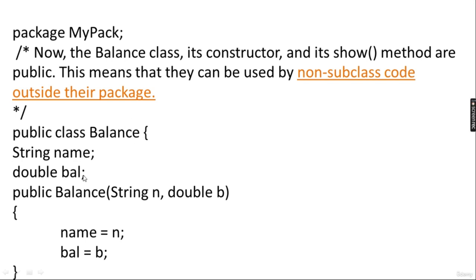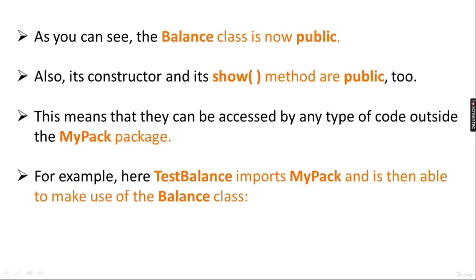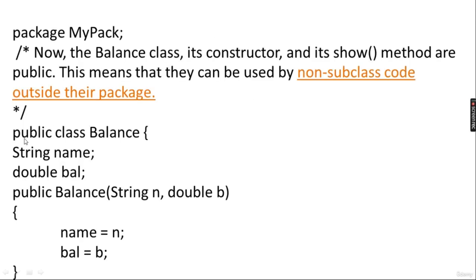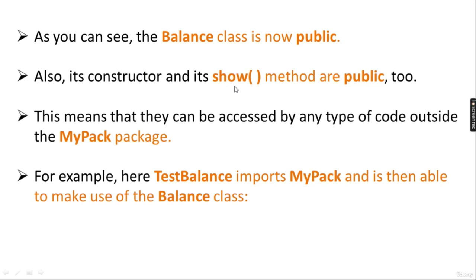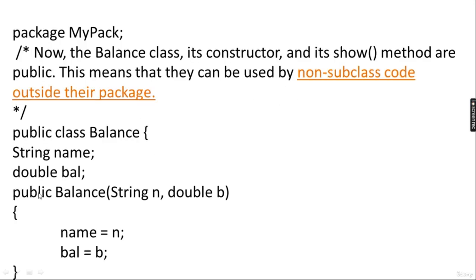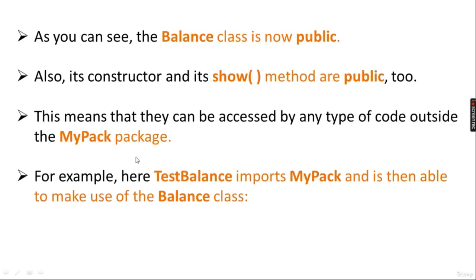Public class Balance, with String name and double balance. Public Balance(String n, double b) is the parameterized constructor of this class. Then name is initialized to n, and balance is initialized to b. Then if balance is less than 0, print name and $balance. Balance is now public. It is a public class, so it is available outside of package mypack. Also its constructor and show method are public too. Here it is declared as public, and here it is declared as public. This means that they can be accessed by any type of code outside the mypack package.